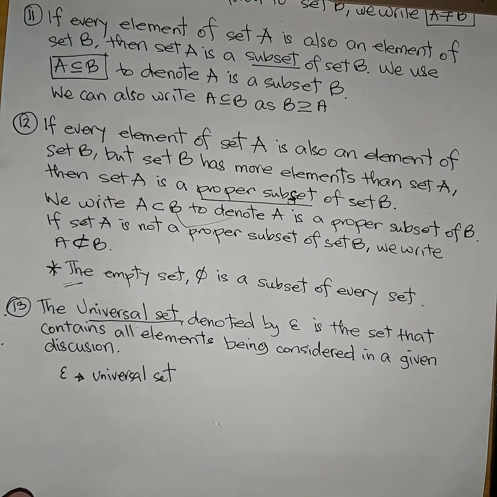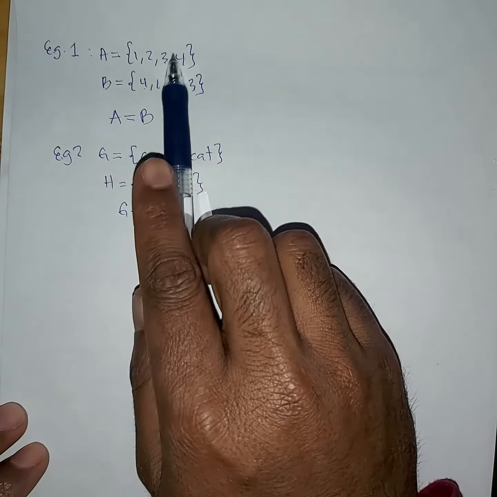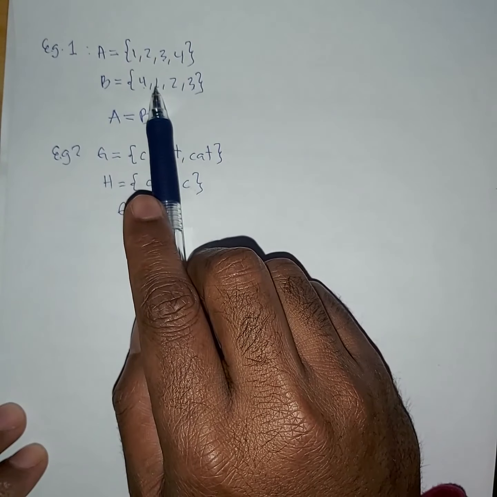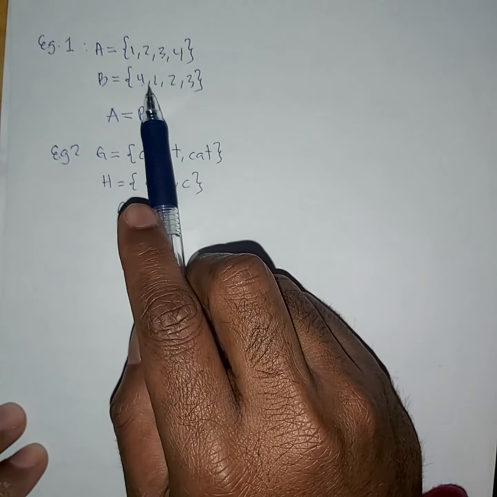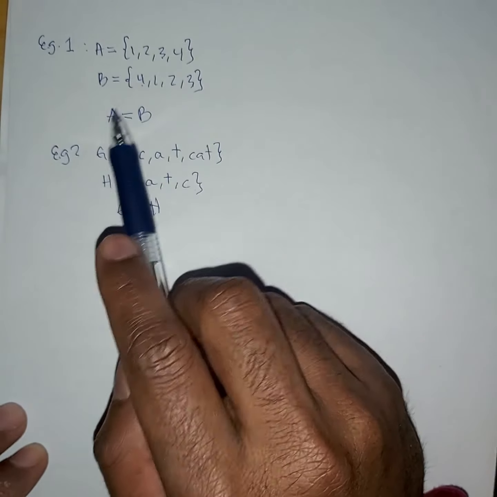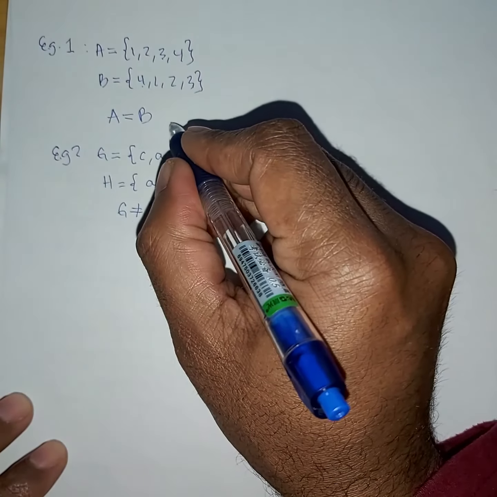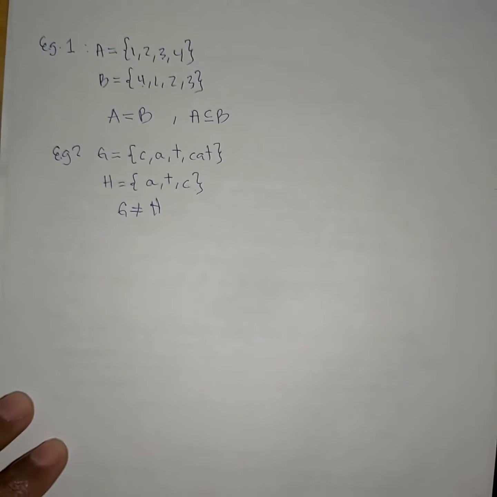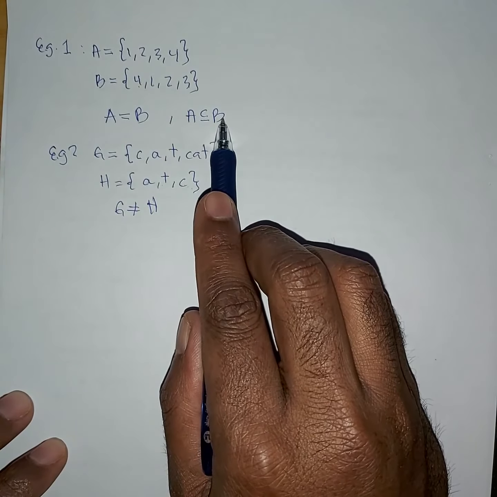Okay, going back to the example. Now you may look here, the previous example, set A and set B. Every element in set A is also an element of set B. So by writing this, the two sets mean so: set A is a subset of set B.